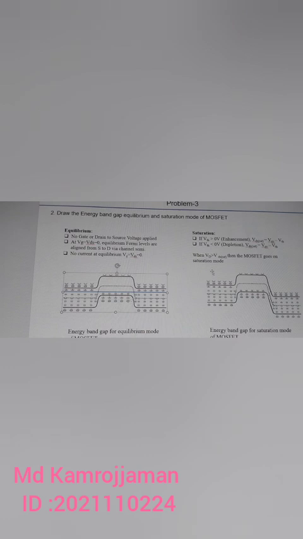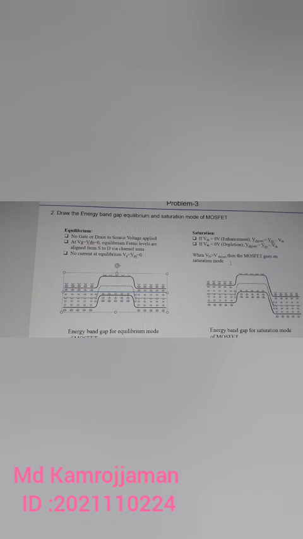Then the situation: if VTS greater than 0 volt, enhancement mode, the drain voltage at saturation is equal to VGS minus VTS. If VTS less than 0 volt, depletion mode, VDS saturation equals VGS minus VTS. When VD is greater than VDS saturation, then the MOSFET goes into saturation mode.